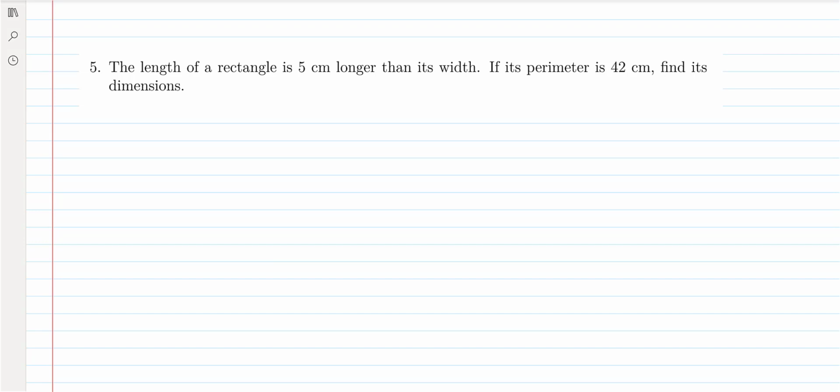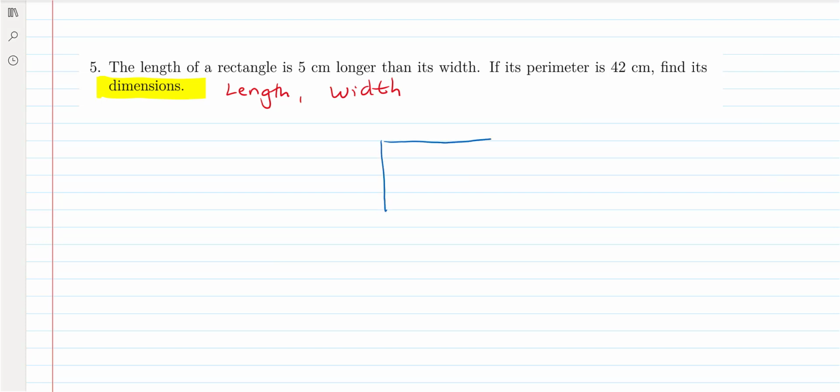Question 5. The length of a rectangle is 5 centimeters longer than its width. If its perimeter is 42 centimeters, find its dimensions. So this word here, dimensions, just means we are finding the length and the width of the rectangle. Okay, so we'll start by drawing a sketch of a rectangle.